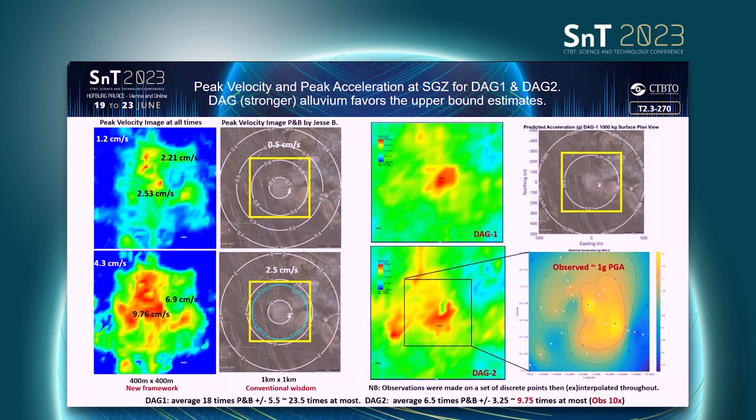What we've seen also is that the Baryton base, which is the conventional wisdom used in all of the design of these shots, does not really hold. And the alluvium that we dealt with in Area 2 was a lot stronger than the average alluvium in the Nevada test site.